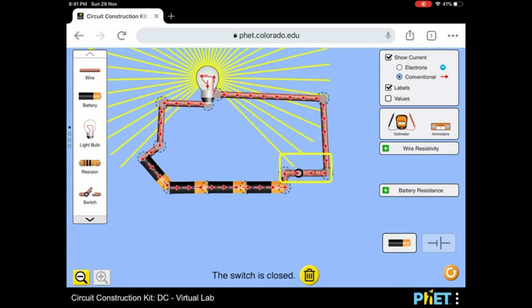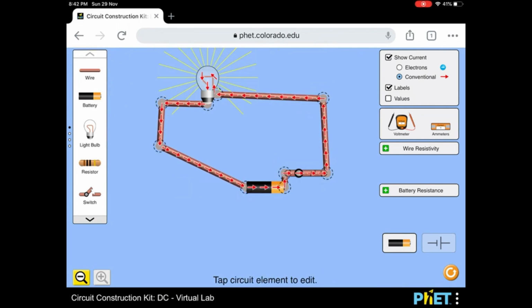See, by connecting four cells, the brightness of the bulb still increases and the speed of the current is also increased. So, by increasing the number of cells, we can increase the brightness of the bulb. I hope you understood how this works.